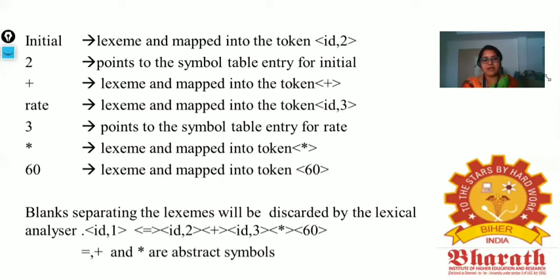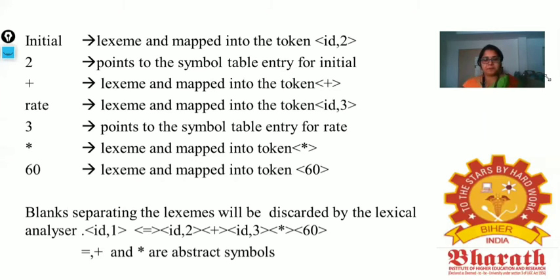Rate is mapped into token ID, 3. The 3 points to the symbol table entry for rate. The multiplication symbol is mapped to the token of the multiplication symbol. Next, 60 is mapped into the token of 60. Here, the blank spaces between the lexemes will be discarded by the lexical analyzer.